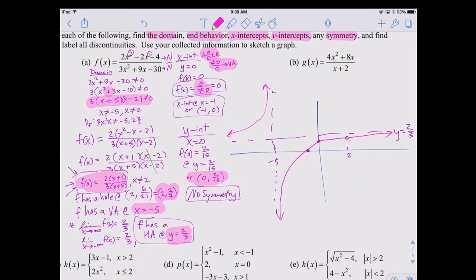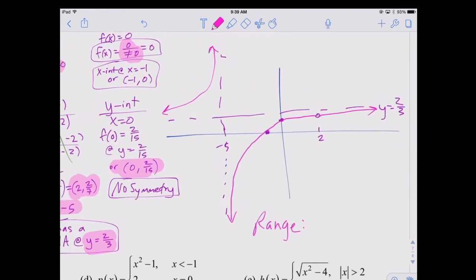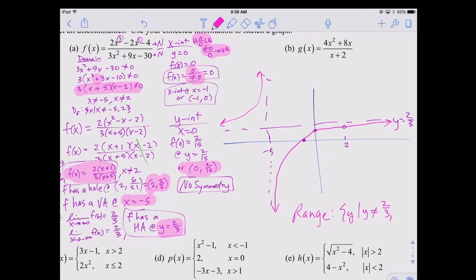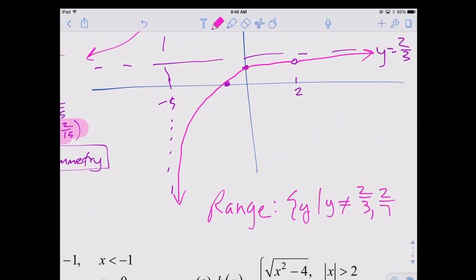And then from there, we could figure out the range. What's the range of this function? Ranges are a lot easier to get from the graph. A set of all y such that y does not equal 2/3. That's the horizontal asymptote. And there's one other y value we don't hit: the y value of the hole, which is 2/7.